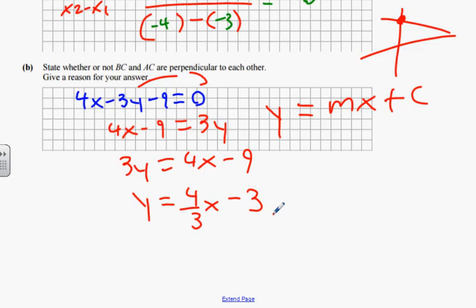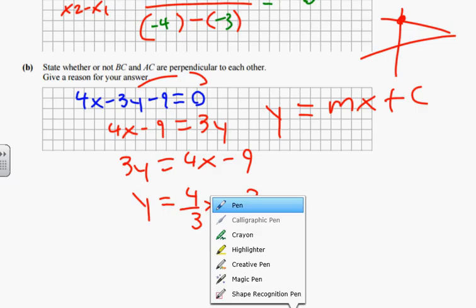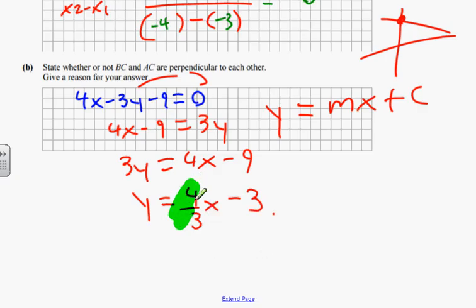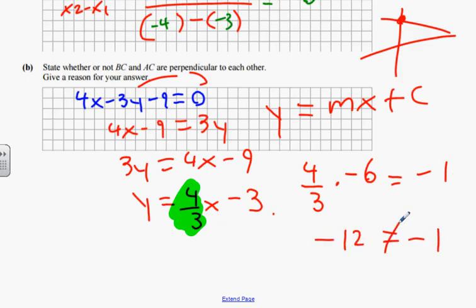Now, are they perpendicular to each other? What's the slope of this one? Is 4 over 3 perpendicular to minus 6? No. Because when you multiply them, it's going to be minus 8, and it should be minus 1. It's not minus 1, therefore they're not perpendicular. Everybody okay with that? Yeah. Okay.